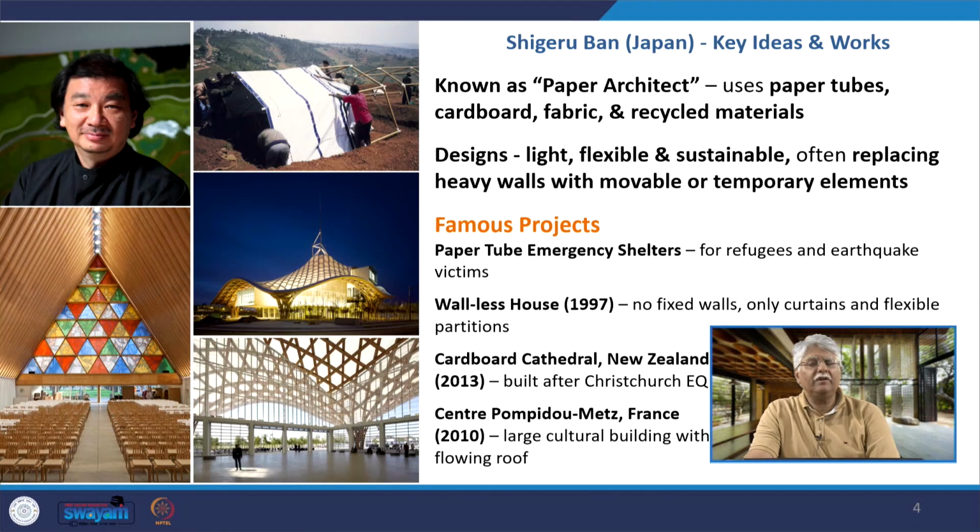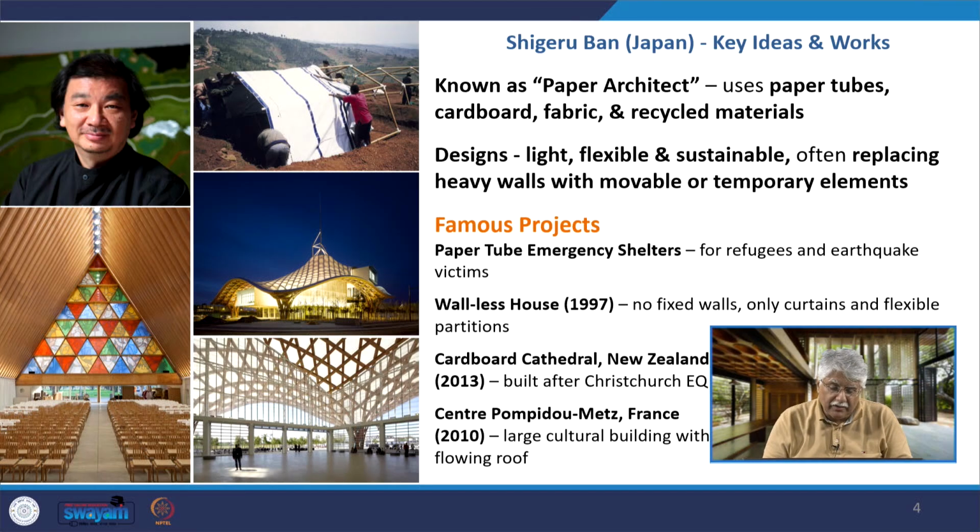So let us come to the Japanese architectural contribution, beginning with Shigeru Ban. Of course, we will not be able to look at all the Japanese architects who have contributed, but a few and their contribution. Shigeru Ban, his key ideas and works: he is known as the paper architect, and uses paper tubes, cardboard, fabric and recycled materials. He designs light, flexible and sustainable buildings, often replacing heavy walls with movable and temporary elements.